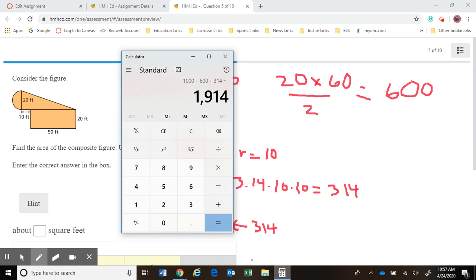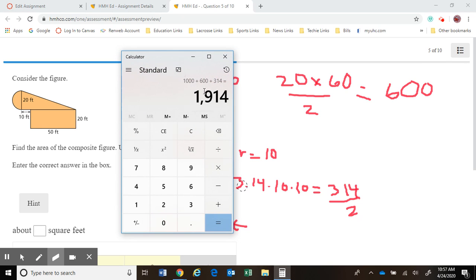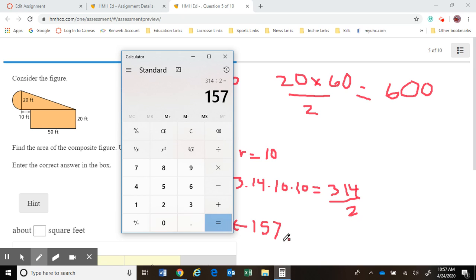And should, oops, I made a mistake. I need to divide this by 2. I'm glad I caught myself. That's not correct. 314 divided by 2. Thank you. 157. Almost made that mistake. 157. Maybe you caught it when I was doing it. Thank you. Let's do that right.